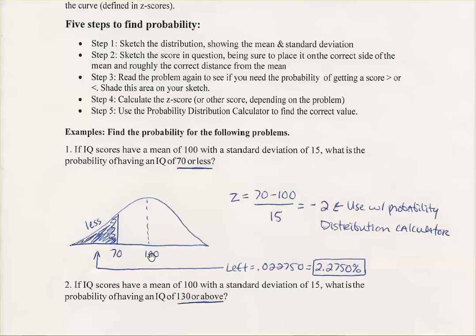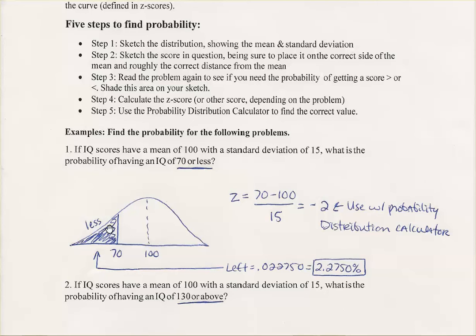Then sketch the score in question. Our score was a 70. If 100 is our mean, 70 is going to go over here on the left, so I put the 70 in. Then read the problem to see if you need a greater than or a less than. Well, this is an IQ of 70 or less, so we would shade the less than because we want to find this area underneath this curve. We want to find all the area less than the 70.